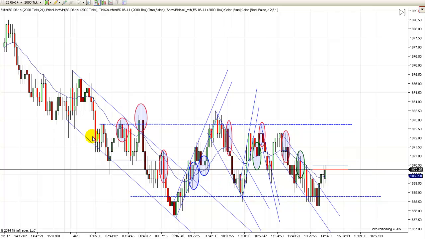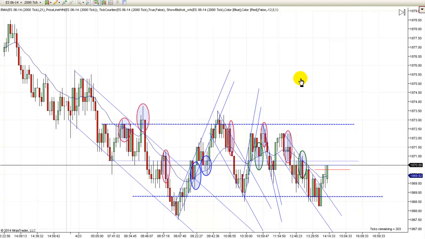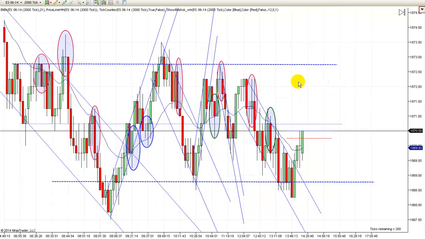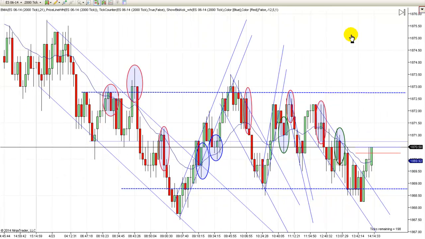So when the bias is down, which it is, and notice how we're making lower highs right across here, that's a good sign that you're going to work lower. But let's talk about the trades. Let me make it just a little bit bigger.